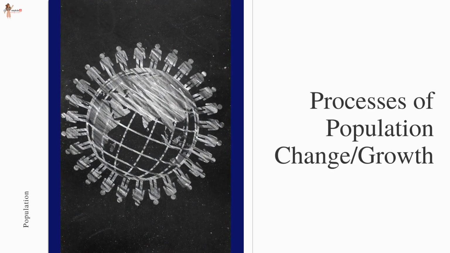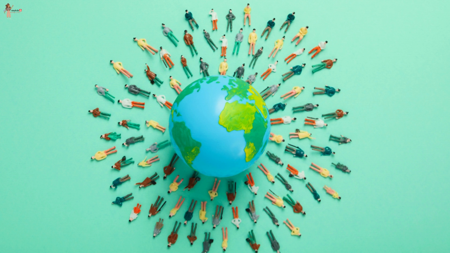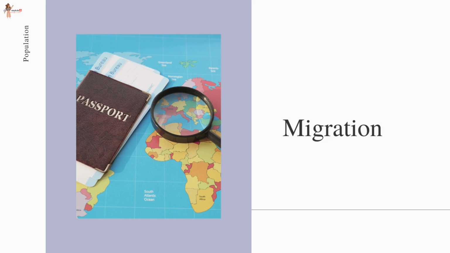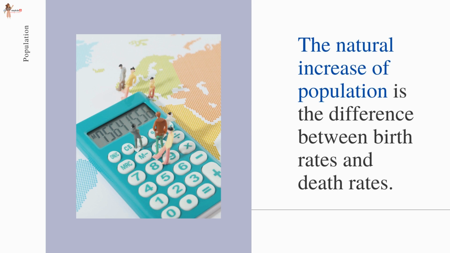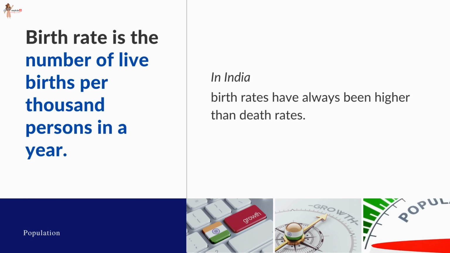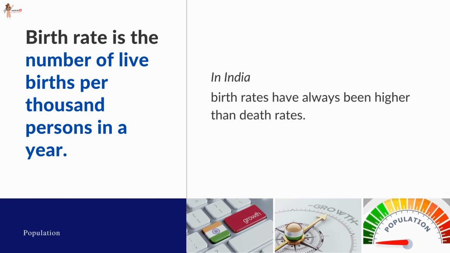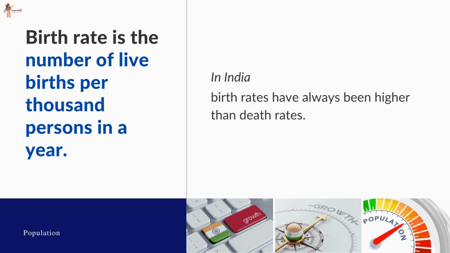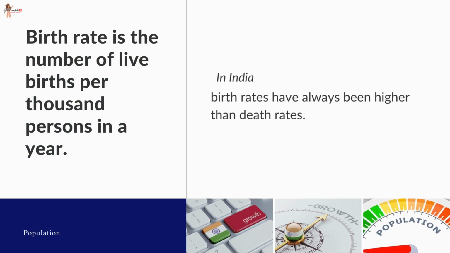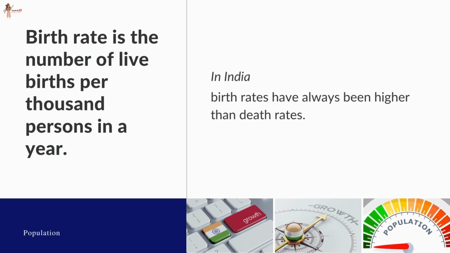Processes of population change and growth. There are three main processes of change of population: birth rates, death rates, and migration. The natural increase of population is the difference between the birth rates and the death rates. Birth rate is the number of live births per 1,000 persons in a year. It is a major component of growth because in India, birth rates have always been higher than death rates.